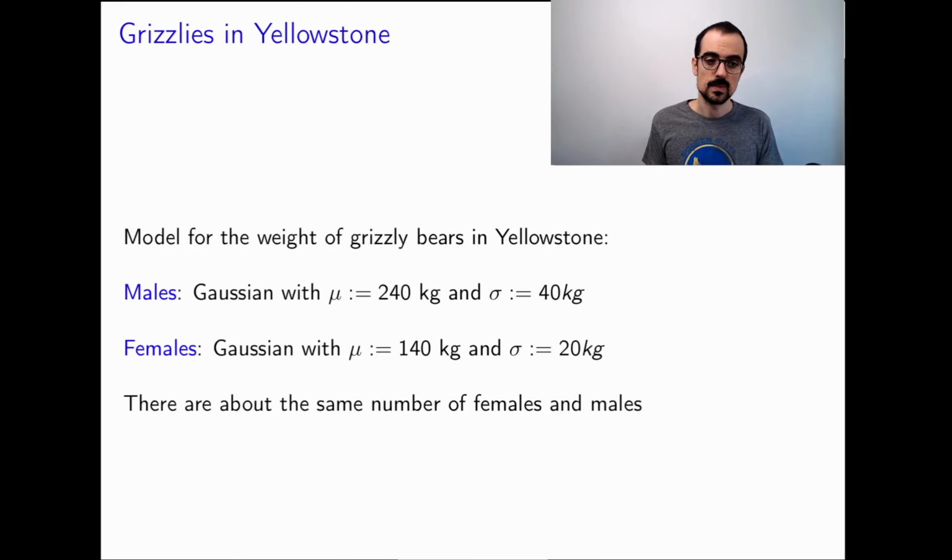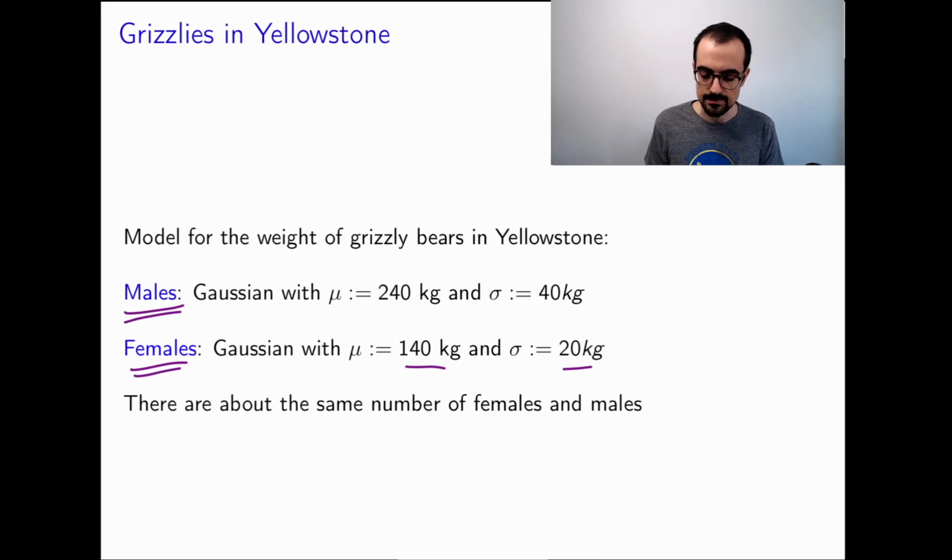Let's look at another example. In this example, a biologist is studying the weight of grizzly bears in Yellowstone, and she determines that males have a weight that is approximately Gaussian with parameters mu equals 240. Remember, that's where the Gaussian is centered, and a standard deviation of 40. That tells us how the Gaussian is stretched out. This is the conditional distribution given that the grizzly bear is a male. If the grizzly bear is a female, then the distribution over just the females is also Gaussian with a smaller mean, because apparently female grizzly bears tend to be smaller, and a smaller standard deviation. So the Gaussian is also going to be thinner.